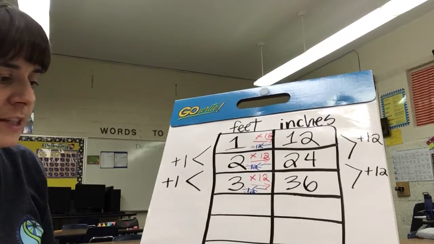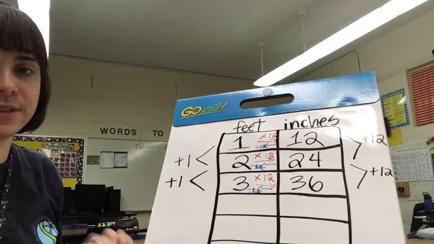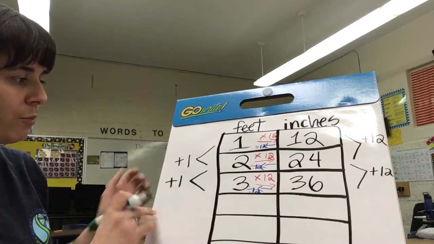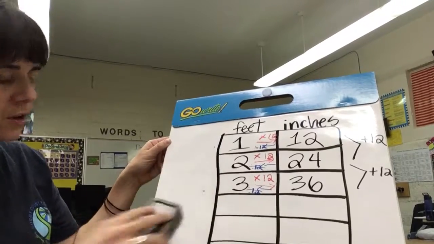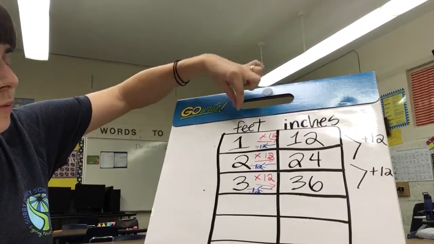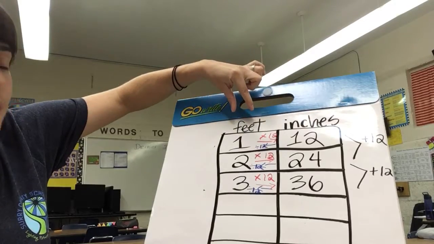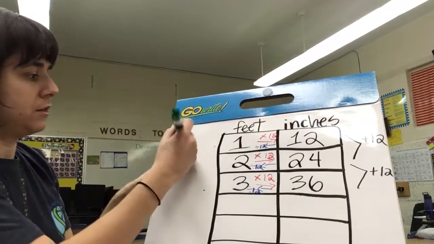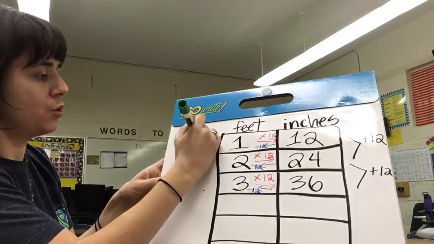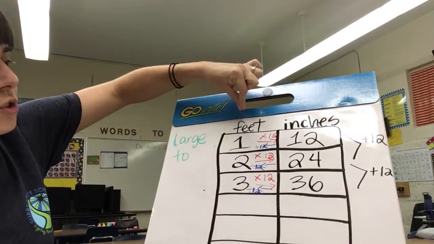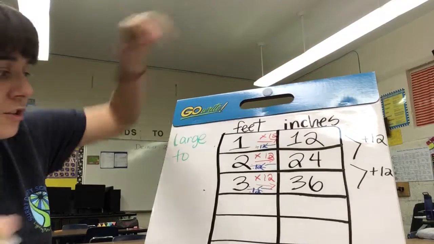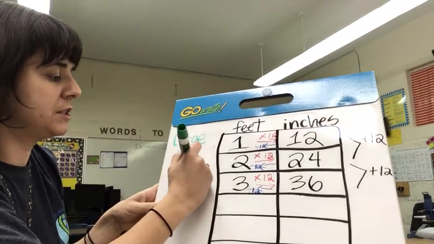Now, we've talked about this before, and we actually had a little saying that goes with it. We'll get to that in a moment. I'm going to erase this just so I have room. But when I'm going from feet to inches, I'm starting with a larger unit. So I'm going to put large, or big would be a synonym. And I'm moving to a smaller unit, to inches. So I'm going large to small.